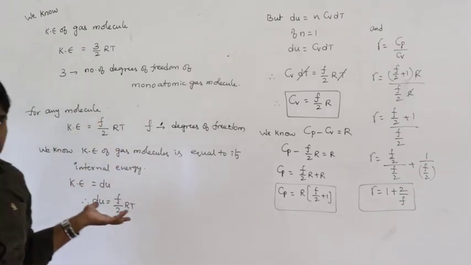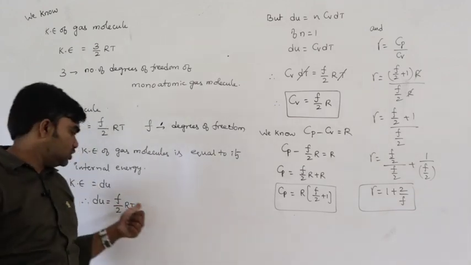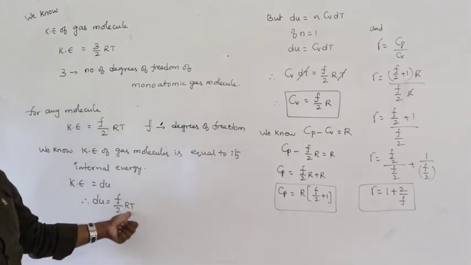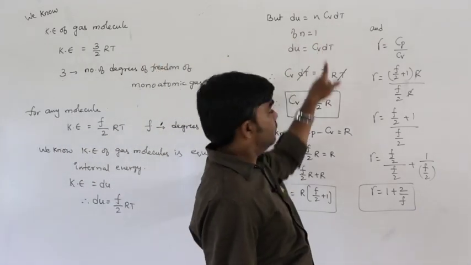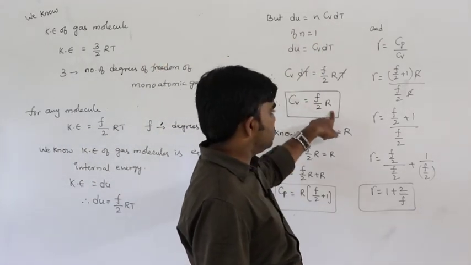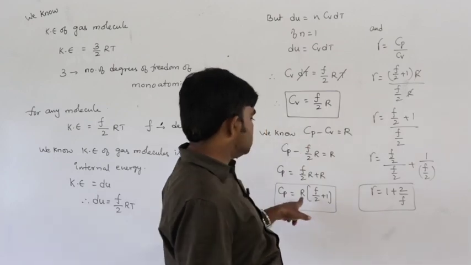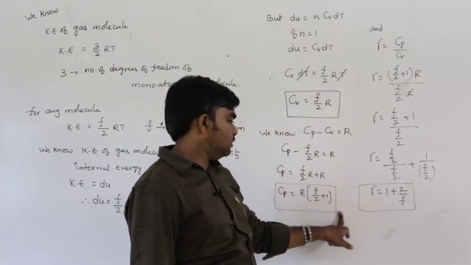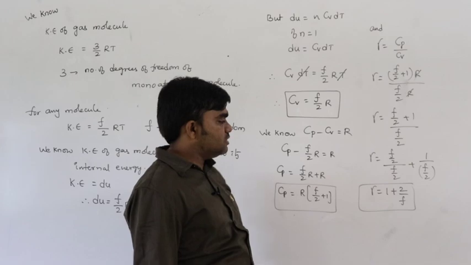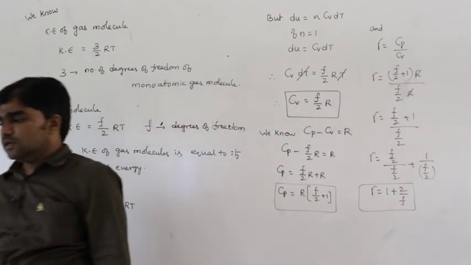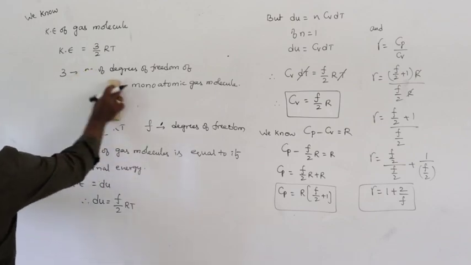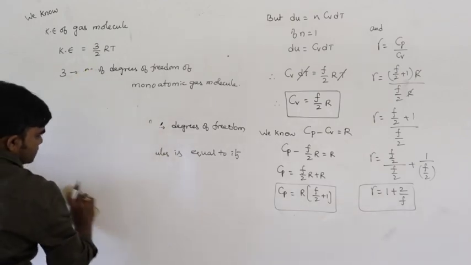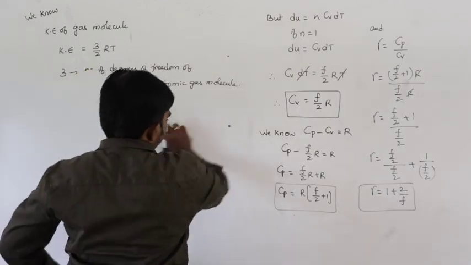But kinetic energy is nothing but its internal energy. Internal energy is equal to F by 2 RT. But internal energy can be written as Cv dT. So, based on this, Cv is equal to F by 2 R. Then Cp is equal to R into (F by 2 plus 1). Next, gamma is equal to 1 plus 2 by F. Based on this, we can write the values of Cp, Cv and gamma for different gases. So, see here, how can we write those?